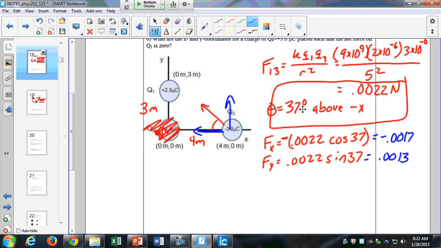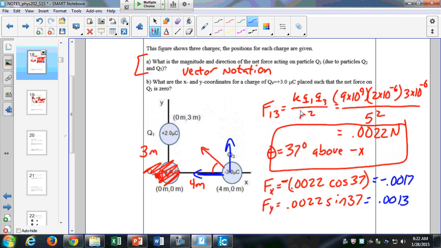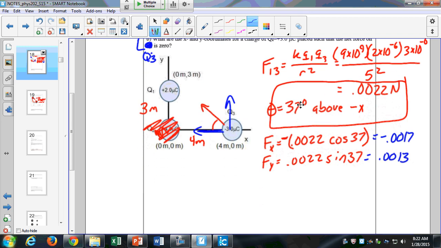Let's see what time is it. We don't have time to do this one, but let me just sort of set us up for the next one. Now I want to know what are the x and y coordinates for a charge plus 3 microcoulombs placed so that the net force on Q1, actually let's do Q3, is 0. And before we go, I just want to think roughly, where do we want to place this third charge so that the net force on this charge is 0? Roughly, where do we want to place it?